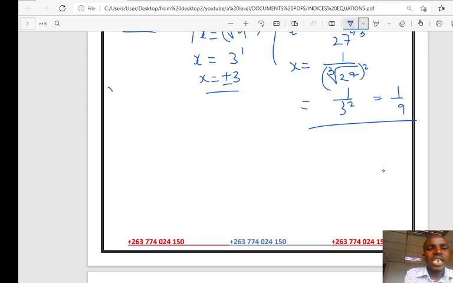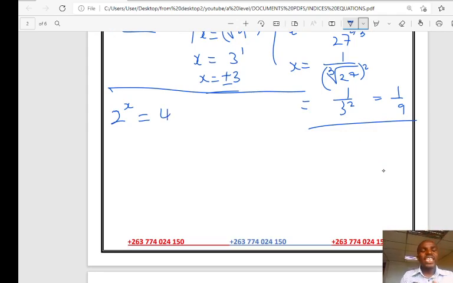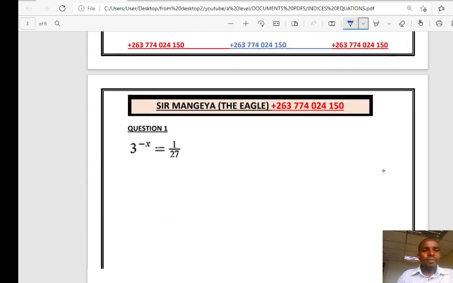The second condition is when the letter is the power, like 2 to the power x is equal to 4. When the letter is the power, what do you do? You must make sure that the bases are the same. 2 is the base here, and there's 4 on this side. So you express 4 in powers of 2, which is 2 to the power 2. If the bases are the same, then the powers are equal. So it means x is equal to 2. Then you are done.